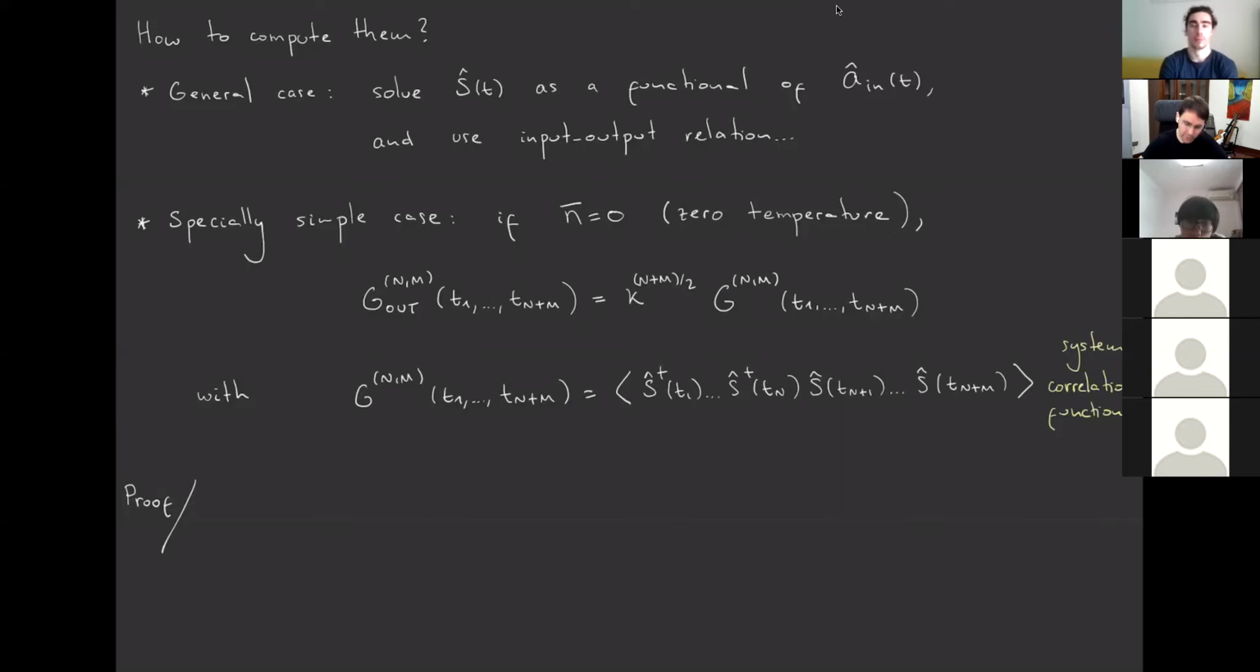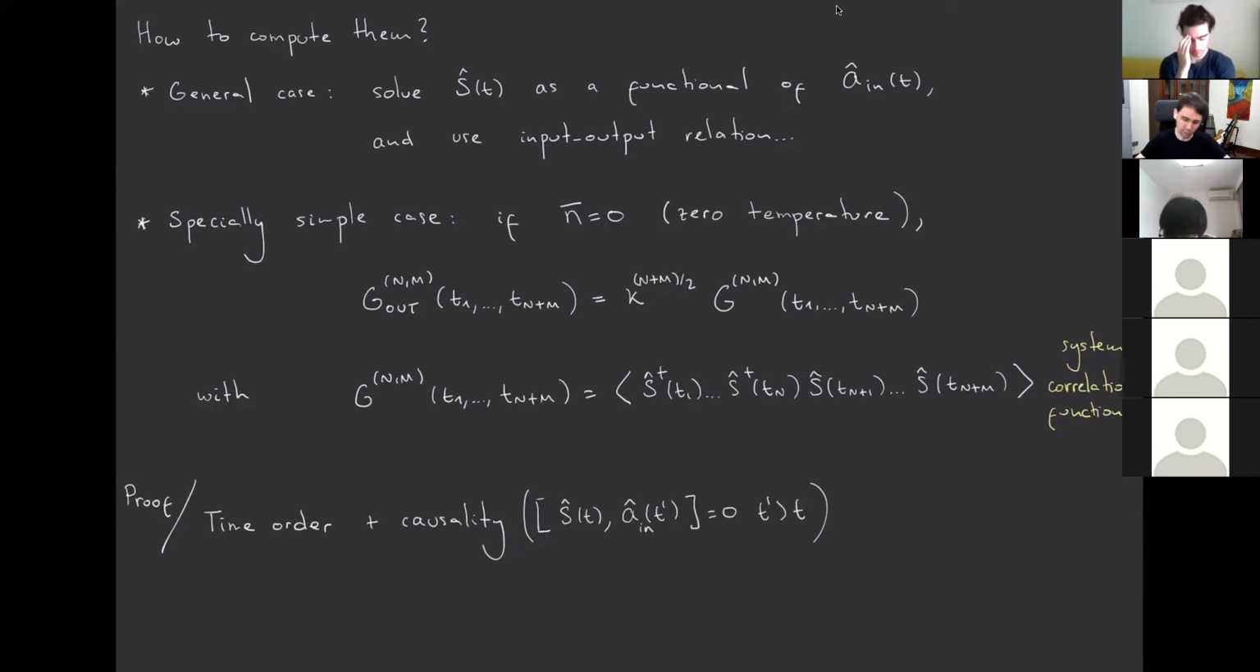So first of all, the idea is very simple. How to prove this? It just comes from time order. So the fact that we have time order, so that we order these operators chronologically, and causality. Thanks to these two things, and I remind you that causality simply means that the input operators commute with the cavity operators if they are in the future. So for t prime larger than t.